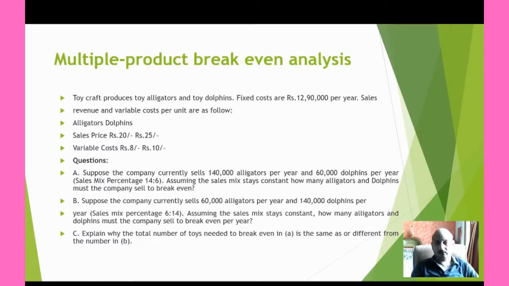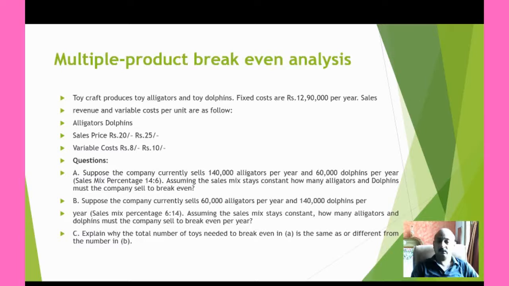Second question is, suppose the company currently sells 60,000 alligators per year and 1,40,000 dolphins per year, and sales mix percentage is reversed, that is 6:14. Assuming the sales mix stays constant, how many alligators and dolphins must the company sell to break even per year? And third question is, explain why the total number of toys needed to break even is the same as or different from the number in B.